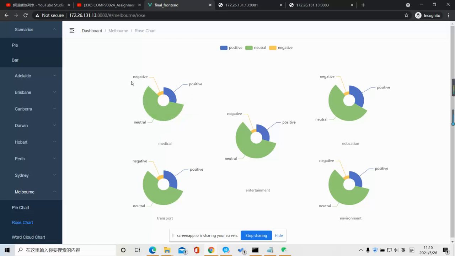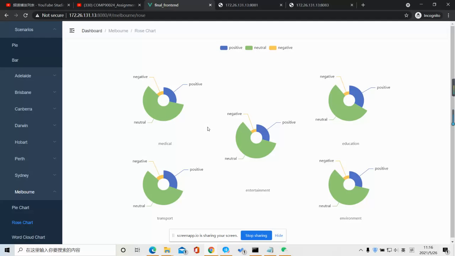For the rose chart, we display the sentimental distribution of people's words about certain topics. So we've implemented some NLP, natural language processing, in our project to analyze if the city thinks of a certain topic more positive or more negative.